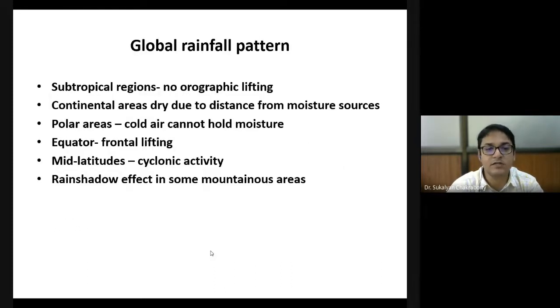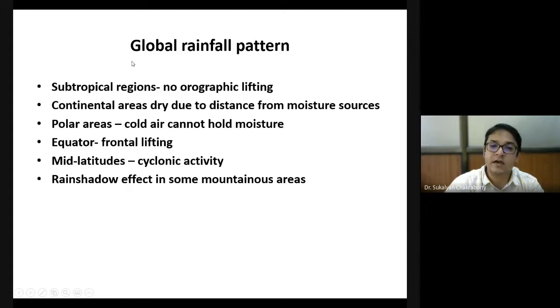Global rainfall pattern, if you see, subtropical regions, they do not have any orographic lifting. Orographic lifting happens due to certain relief features. Continental areas are dry due to distance from moisture sources, away from ocean. Polar areas, cold air cannot hold moisture. Equator has a lot of frontal lifting. This is because due to the global wind circulation, there is a tropical zone of convergence over the equatorial region. And due to this, a lot of rainfall is happening in the equatorial region. That's the tropical region. Mid-latitude cyclonic activity due to this convergence, and rain shadow effect in some mountainous areas.